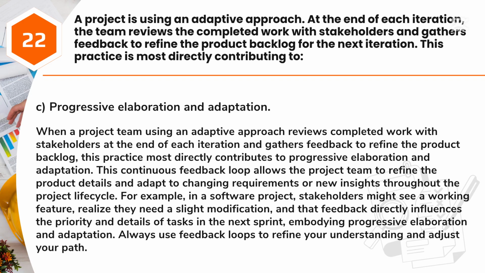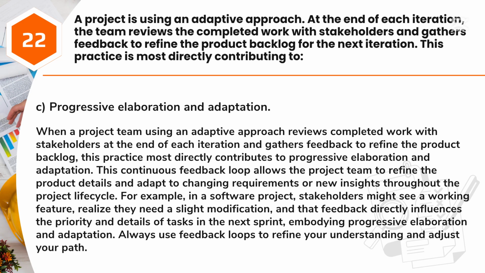Answer: C. Progressive elaboration and adaptation. When a project team using an adaptive approach reviews completed work with stakeholders at the end of each iteration and gathers feedback to refine the product backlog, this practice most directly contributes to progressive elaboration and adaptation. This continuous feedback loop allows the project team to refine the product details and adapt to changing requirements or new insights throughout the project lifecycle.